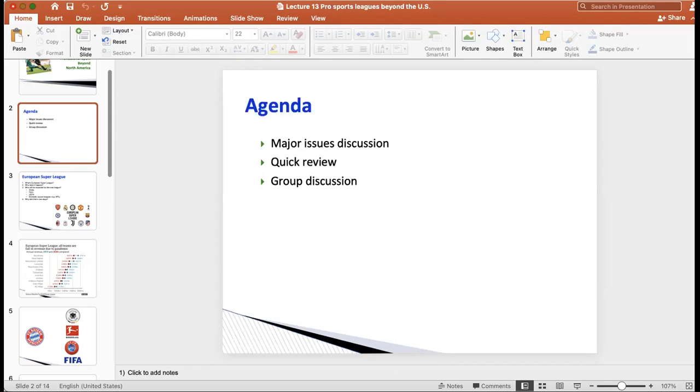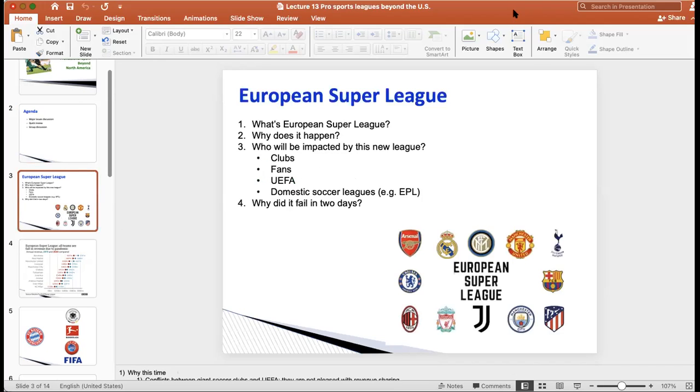So this week, basically the topic in the entire soccer world is the European Super League. When I'm using Twitter, the number one trending topic is the European Super League. A lot of people are talking about it. What is the European Super League, why did it happen, how would this impact all the different stakeholders, and why did it fail in only 2 days? So we're going to talk a little bit about this.